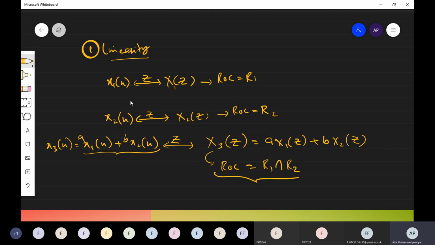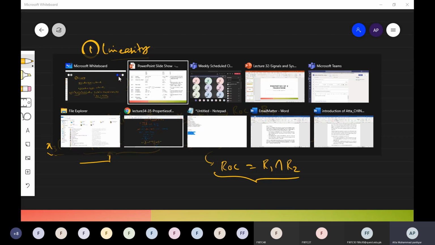So the first property is that if you have one signal in time domain, and you know its Z transform, and there is another signal and you also know the Z transform of that signal, and there is another signal in time domain which is the sum of these two signals, then you don't need to compute this Z transform separately. You just add their Z transformed outputs and you get the answer, right?